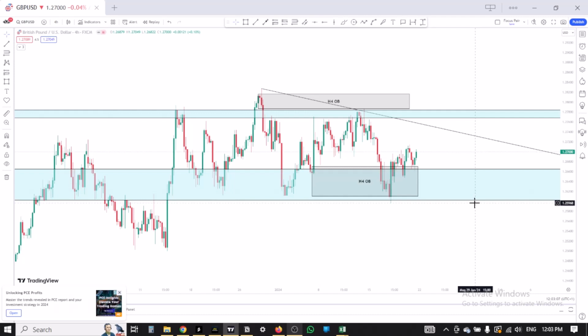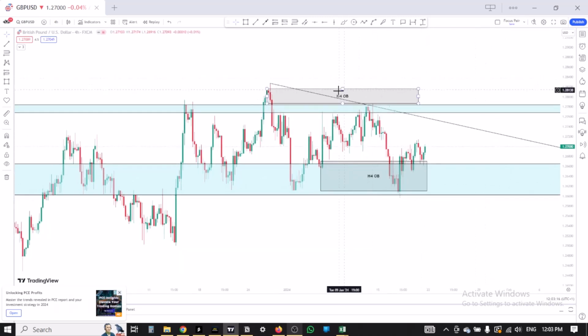Now, the very first thing I'll be showing here is that I had three scenarios in my last video. The very first one was price making it back to this H4 order block here, which is the supply level up here. I was expecting price to do something like this when the market opened on Monday, move into this H4 order block, then sell off from that point into this H4 here.